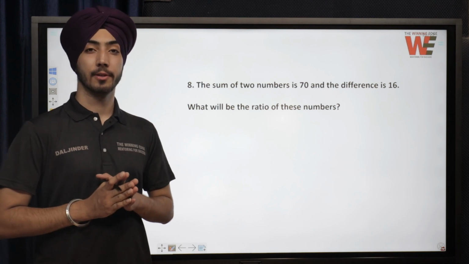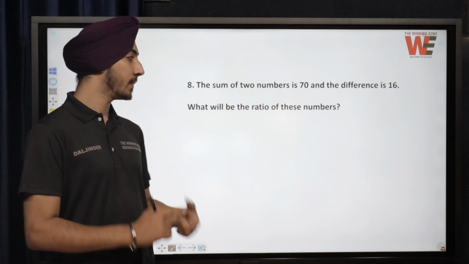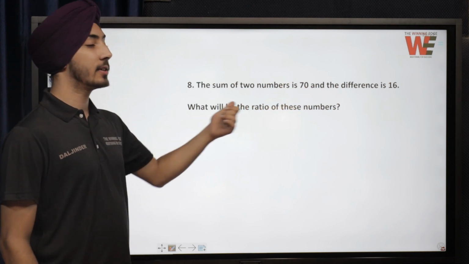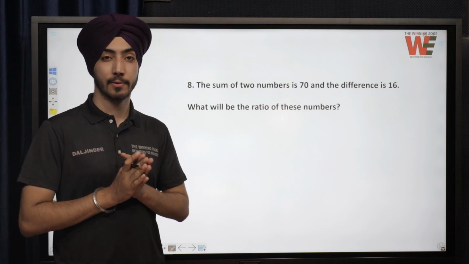Now let us look at question number 8. Question number 8 says the sum of two numbers is 70, sum means addition, and difference is 16, difference means subtraction, right? What will be the ratio of these numbers? So we have to first find out the two numbers and then we have to find the ratio between them.